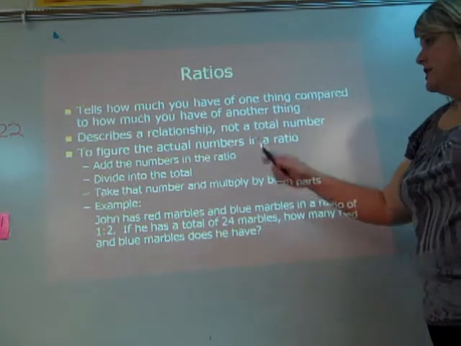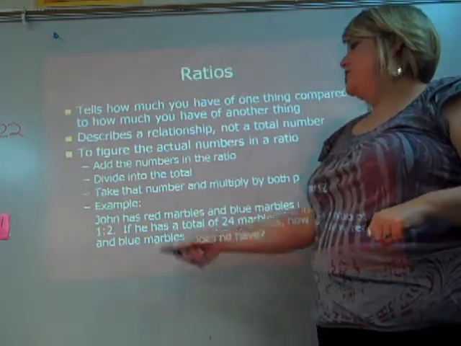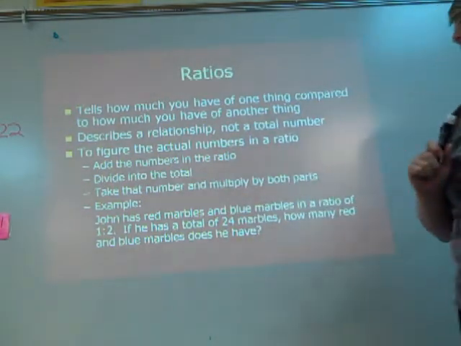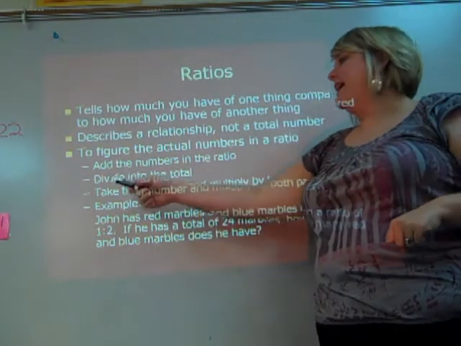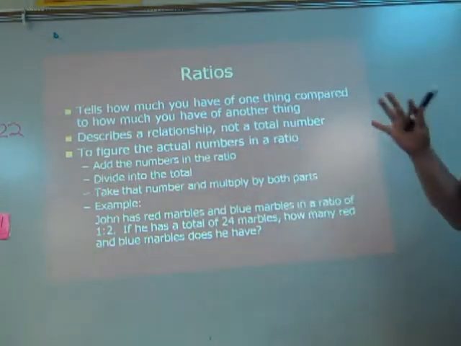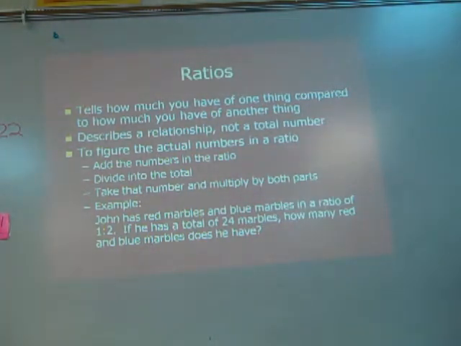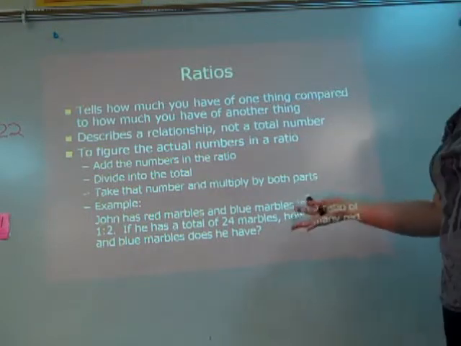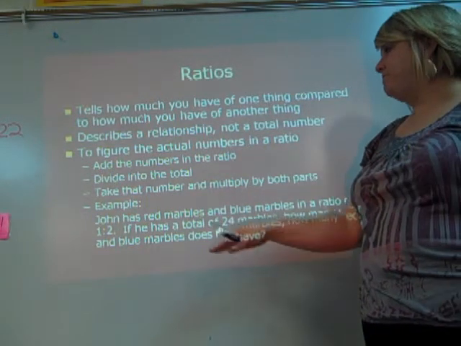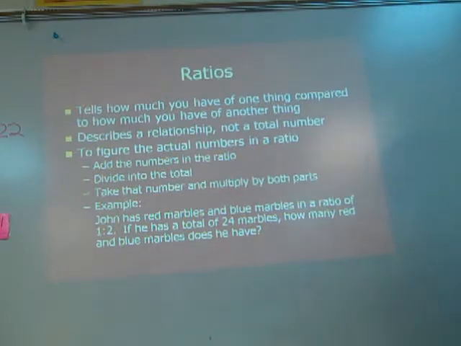So to figure out the actual numbers in a ratio, add the 2 numbers in the ratio and divide that number into the total. So if you knew the total number of students in this school, if I told you the ratio of girls to boys was 2 to 3, you could figure out how many boys there were and how many girls there were. Take that number and multiply by both parts.